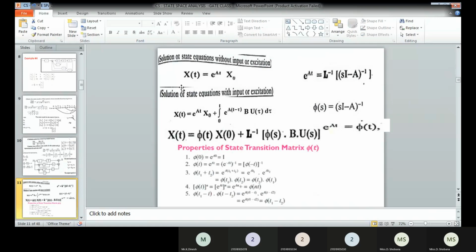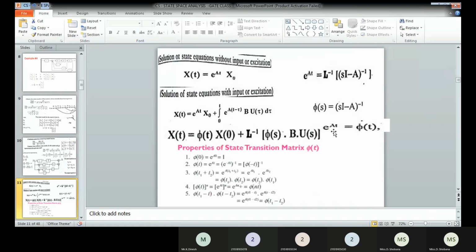Now we can go with the next thing, the solution of the state equation with the input signal. If you are considering the input signal, then the solution for the state equation can be written as e power at x of 0 plus the integration from 0 to t of e power A into (t minus tau), B into u of tau, d tau, where tau is nothing but your dummy variable. This can also be written using the Laplace transform method. Therefore x of t can also be written as phi of t into x of 0 plus L inverse of phi of s B into u of s. These are the simple equations, and by having them you can solve any kind of problem.